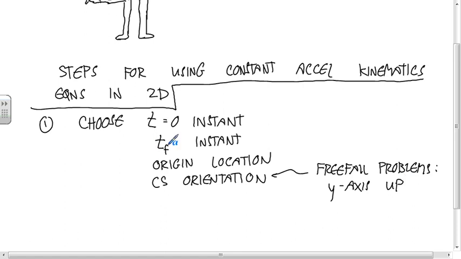And how you make these choices is just the same way that it was in one dimension. Choosing the location of the origin and the orientation of the coordinate system, those things are arbitrary. You can solve the problem with a lot of different combinations of those. But you can't solve the problem if you choose the wrong instant for time equals 0 and time final. So those have to be chosen based on when you know information and when you want to find information. Okay.